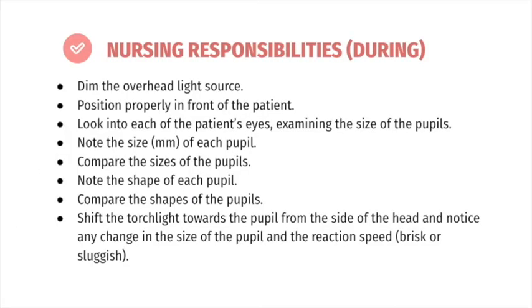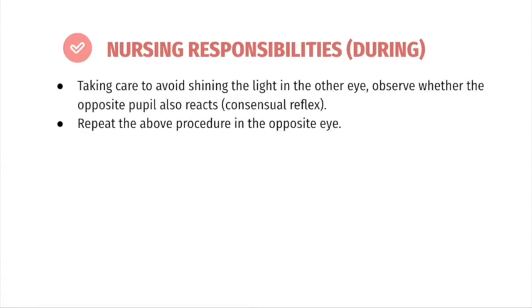Next, compare the sizes of the pupils. Also note the shape of each pupil. Also, compare the shapes of the pupils. Then, shift the torchlight towards the pupil from the side of the head and notice any change in the size of the pupil and the reaction speed. Next, avoid shining light in the other eye. Observe whether the opposite pupil also reacts. Then, repeat the above procedure in the opposite eye.